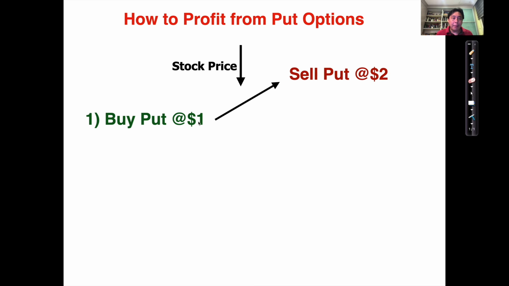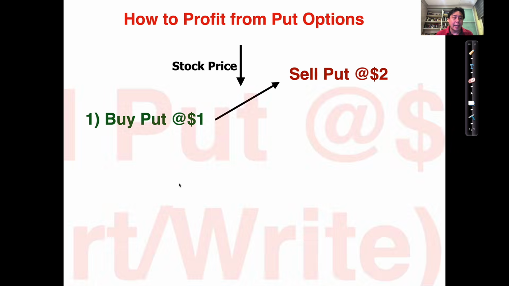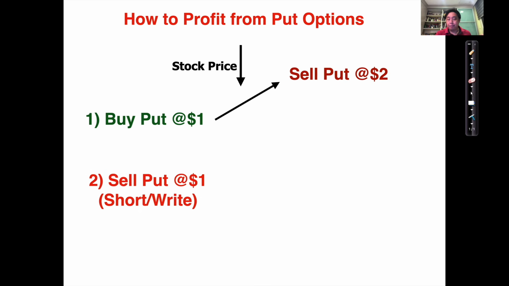The second way to make money in puts would be to start by selling a put or writing a put. So you want to sell the put and buy it back, or not buy it back at all if it's worthless. That's the best scenario. So remember, you want to sell high and buy low, or not even buy it back, right? So when you sell a put, we call it again writing a put or shorting a put.